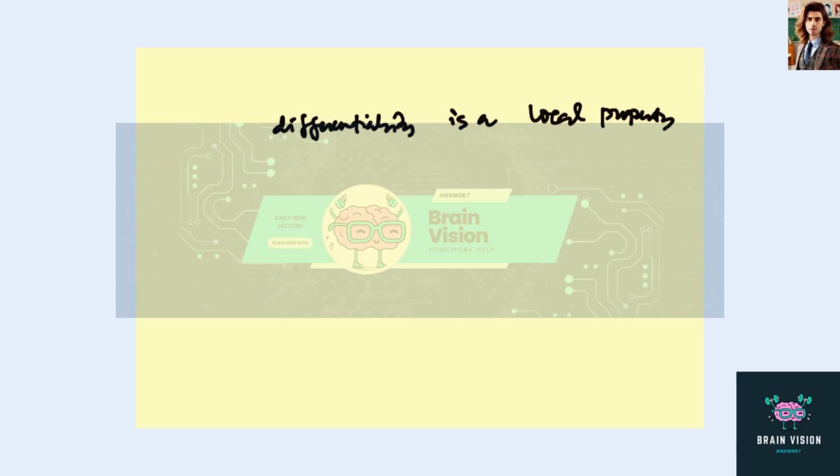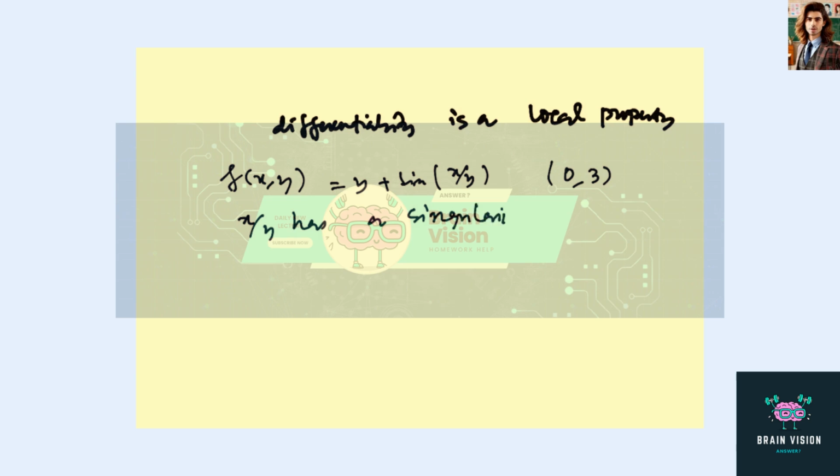Okay, so we have the function f of x comma y is equal to y plus sine of x over y, and we are interested in 0, 3. The point is that x over y has a singularity at y is equal to 0, but we are interested in when y is equal to 3.